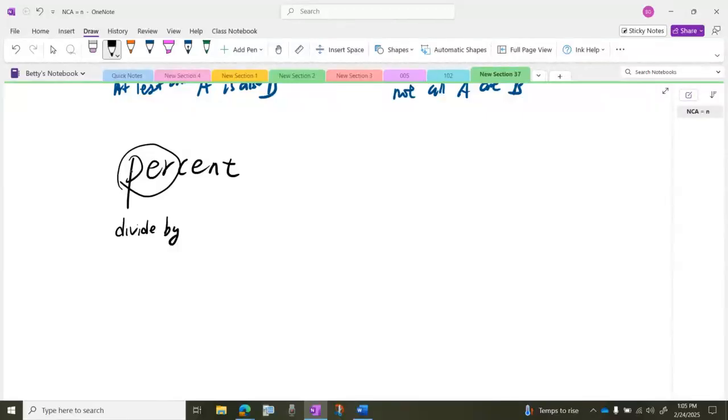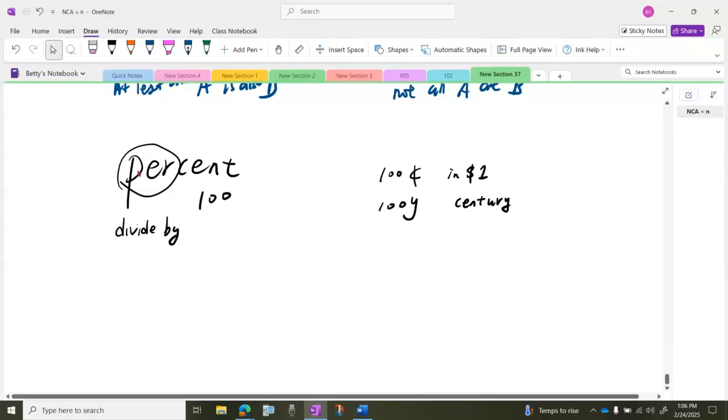Cent. How many cents in a dollar? There are 100 cents in $1, right? How many years in a century? We also know there are 100 years in a century. So cent, C-E-N-T, represents 100. Percent means divided by 100.